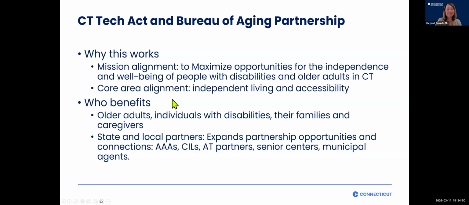And a lot of people benefit from our partnership: older adults, individuals with disabilities, their families and caregivers, state and local partners. We've been able to expand our partnership opportunities and connections on both sides. Aging is better connected to AT partners and technology in general through our partnership. Connecticut Tech Act is better connected to our aging partners, including the area agencies on aging and senior centers. We have better cross referrals and support.